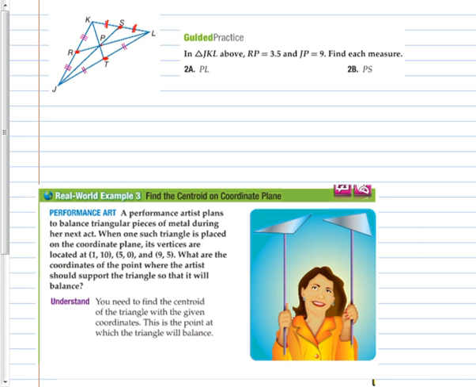So they say R to P is 3.5. So R to P, that's this one right here, 3.5. J to P is 9. JP, this one right here, that is 9. Find each measure, P to L, P to L. Any ideas?